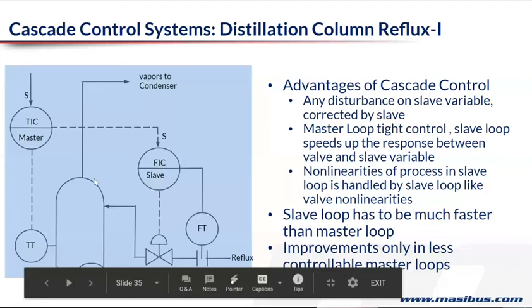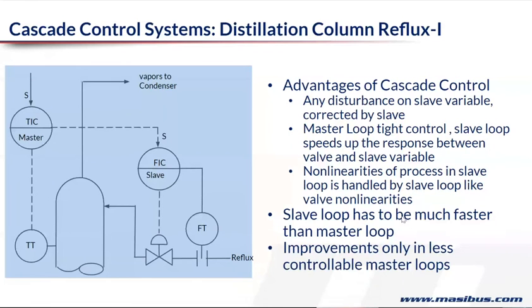The only condition for a cascade control is the slave loop has to be much faster than the master loop. If both are of equal response, then it will not work, right? Because then you will get the same performance as you get from a standalone PID controller. The slave controller should have a magnitude of response faster than the master, say 5 to 10 times at least.